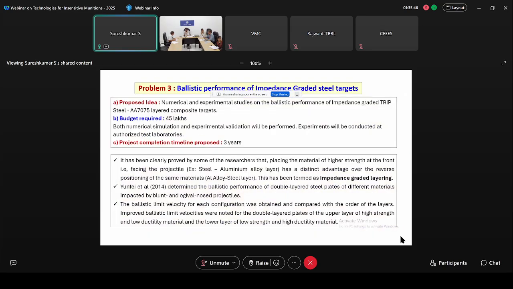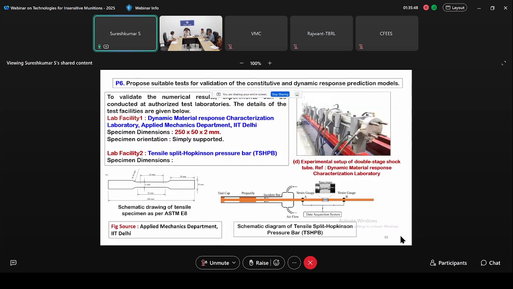Right now, apart from the third idea, for the first two ideas we are planning to go ahead with the numerical simulation first. Based on the numerical simulation, if it needs to be justified, then we are ready to conduct a few experiments in this domain also. That's all, sir.